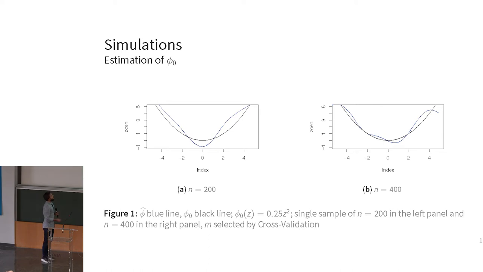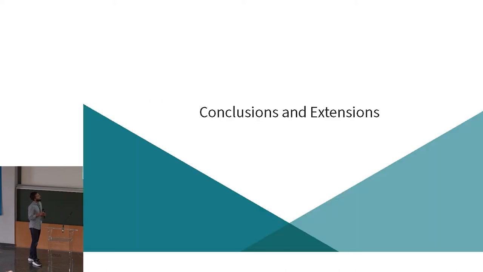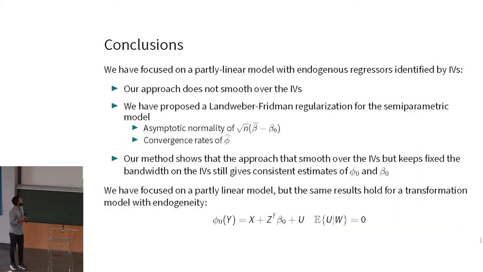Okay, so here I come to the conclusions. I was quite fast. We have focused on a semi-parametric partially linear model with endogenous regressors, which is identified by instrumental variables. The main contribution of our approach is, first of all, that it does not smooth over the instrumental variables. The second contribution is that we have used a Landweber-Fridman regularization in a semi-parametric framework. We have obtained the asymptotic normality of beta hat and the convergence rates of the non-parametric part of the model.